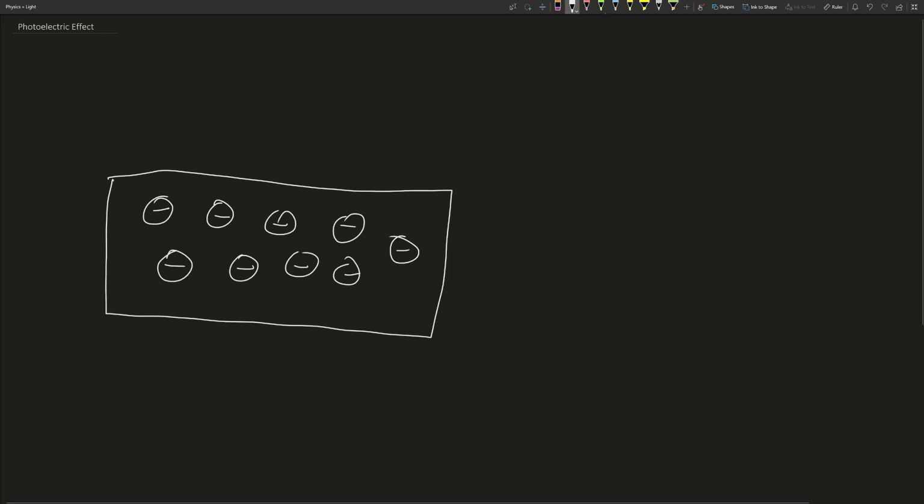Now, when light shines on it, let's just say you have an incoming photon here. When light hits this material, this photon has a certain energy associated with it. And now this single photon can hit a single electron and cause the electron to eject off. So the electron would then get ejected off here and it would have the same energy, E, because of conservation of energy.